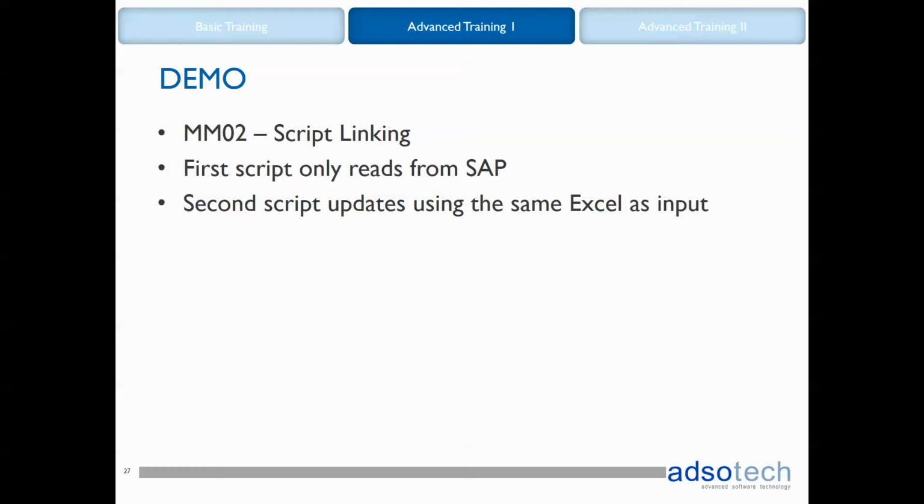Alright, let's look at an example. I have a script already here that does some reading from SAP, and I have tested it out. It seems to be working just fine. So what I'll do is create a second script that's able to do an update in SAP. And then I will, of course, create the script, test it, and then make the link between the 2 scripts.